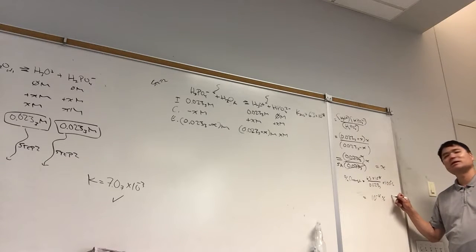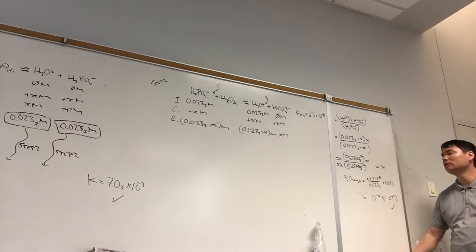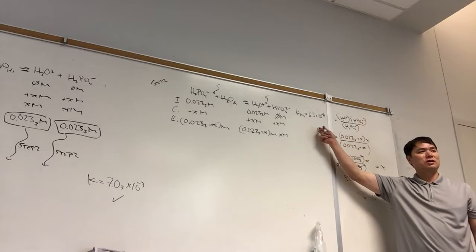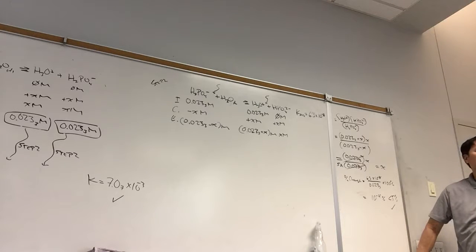10 to the minus 4% is much smaller than 5%. And so the simplifying assumption worked. And therefore, x is equal to Ka2 for step 2. I don't know if that's worth memorizing or not. I don't think so.